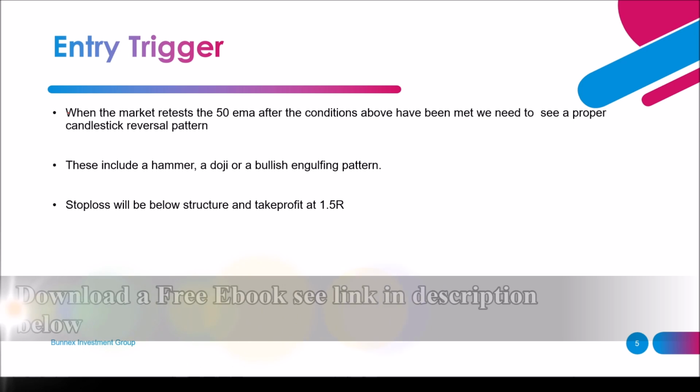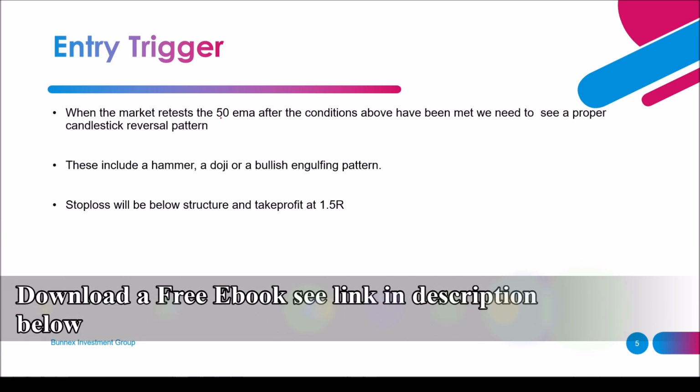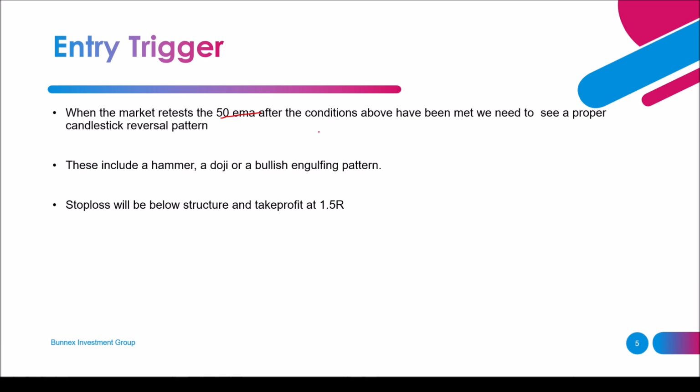Here's the entry trigger. When the market retests the 50 EMA after the conditions above have been met, we need to see a proper candlestick reversal pattern. These include a hammer, a doji, a bullish engulfing pattern, or even a railroad track. Stop loss will be below structure and take profit at 1.5 R.